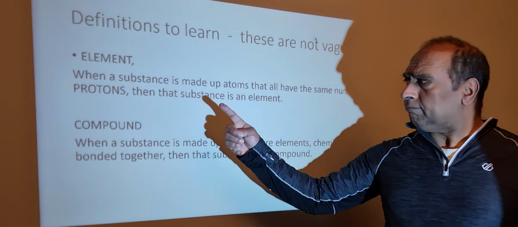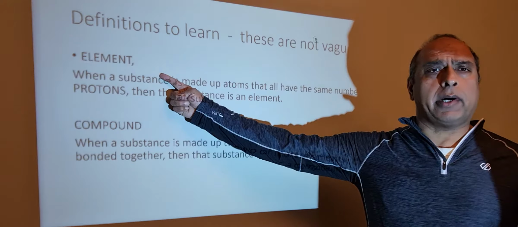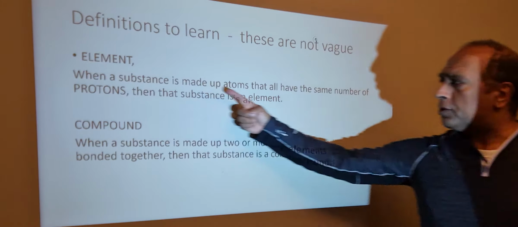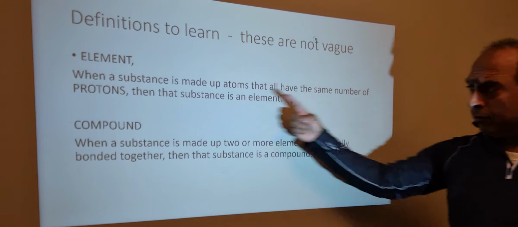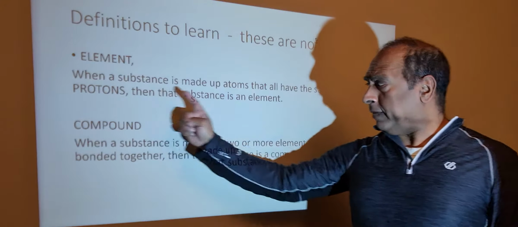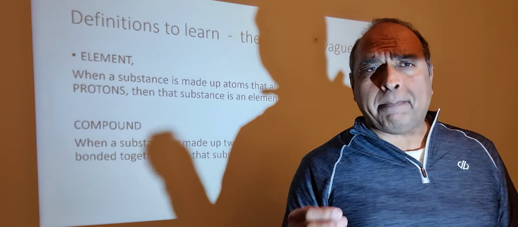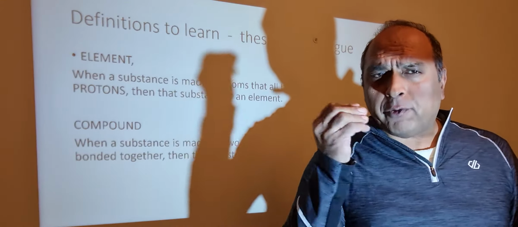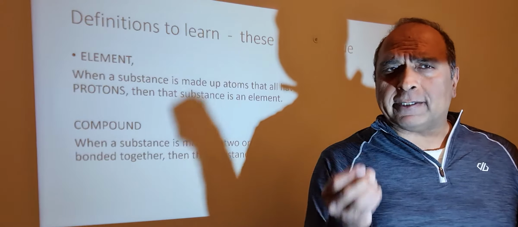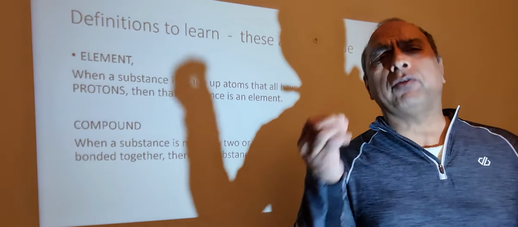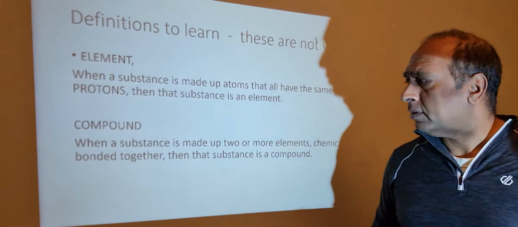So we've already talked about what an element is. We've already come across this definition. When a substance is made up of atoms that all have the same number of protons, then that substance is an element. I ended my last video making the clear point that it's the number of protons that fundamentally define what element you have.